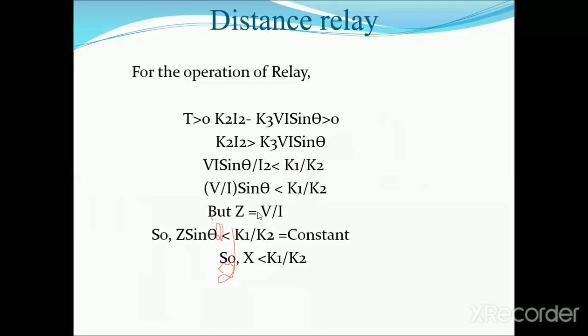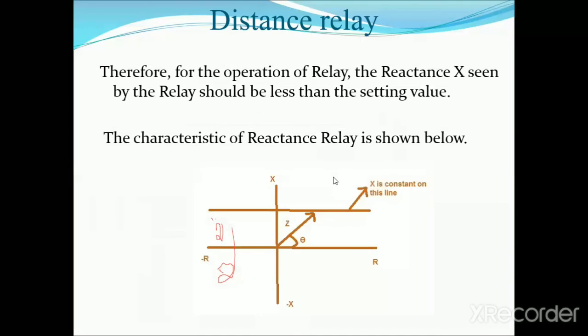But Z is equal to V by I, so substituting V by I with Z, Z sin theta is less than K1 by K3, which is equal to the constant. So X is less than K1 by K3, where X means the reactance. Therefore, for the operation of the relay, the reactance X seen by the relay should be less than the setting value. The characteristic of the reactance relay is shown in the figure.